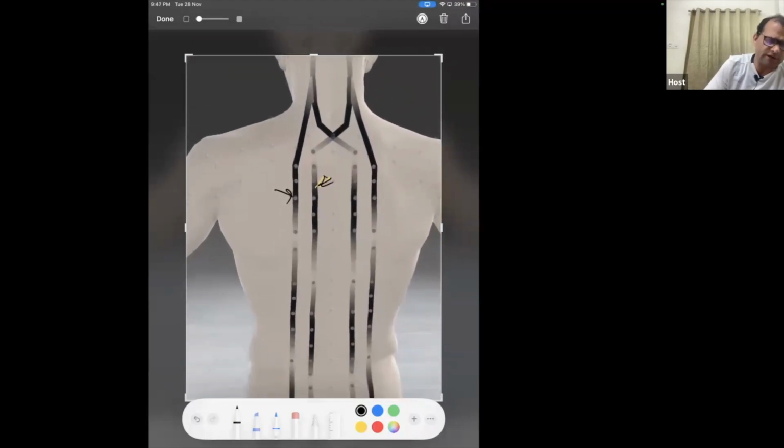So the outer line is for cleansing. And the inner line is for strengthening. The outer line is doing lymphatic drainage. Lymphatic drainage means cleansing the meridian.